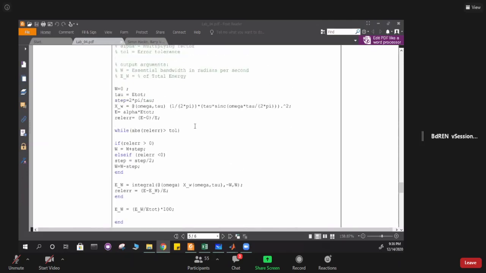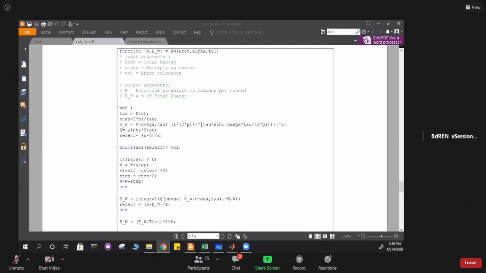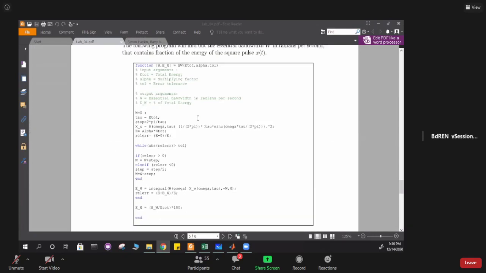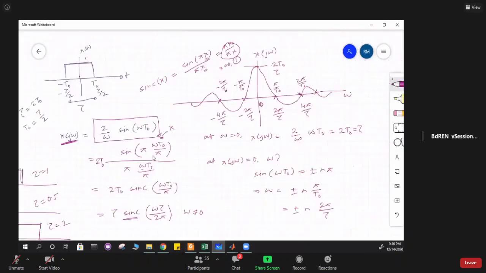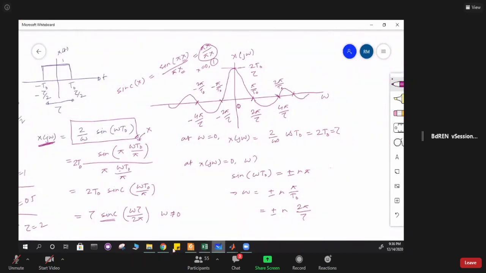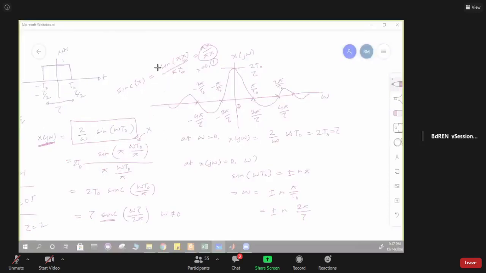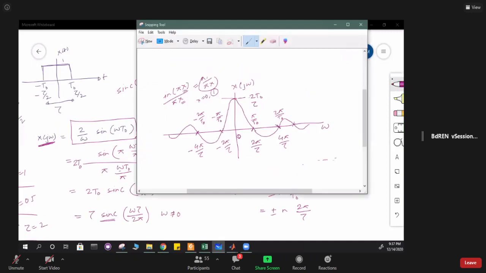Okay, so here is the code. Let me show you the whole code. Can you see? Yes, sir. Okay, so let me take a screenshot from here. I'll be giving you 2.5 or 3 minutes to understand the code, and I want someone to explain.